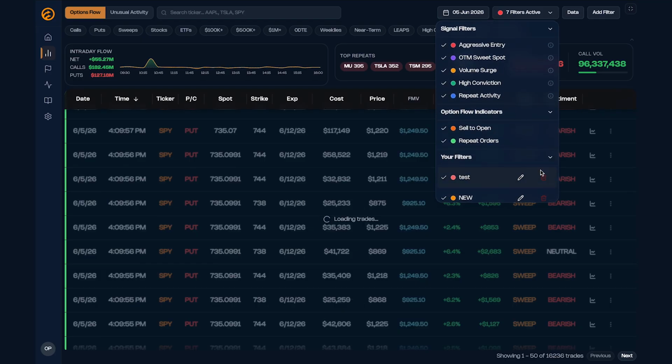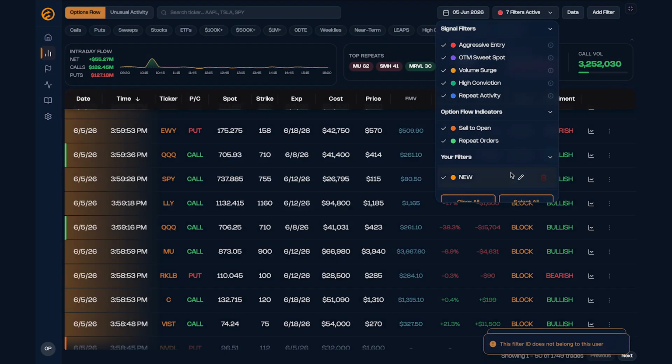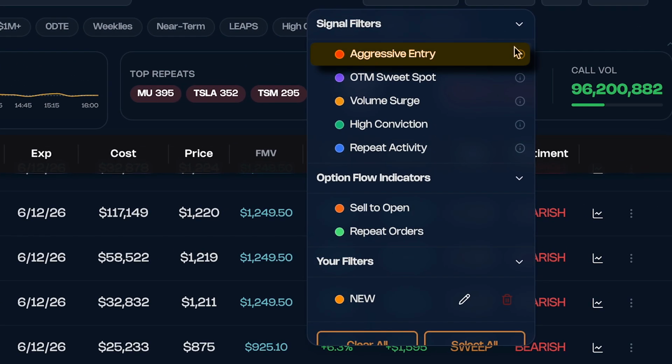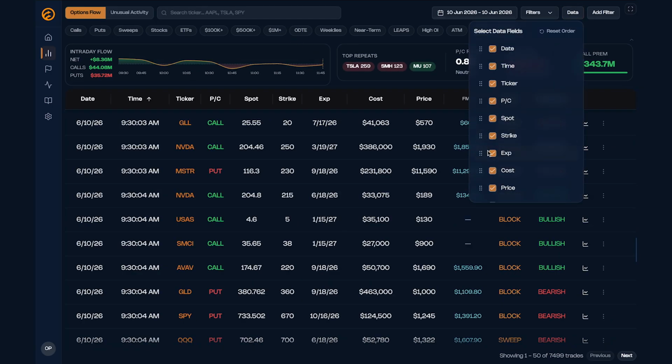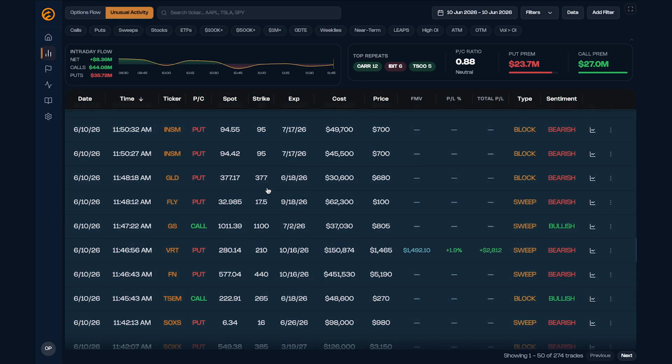If you don't want to build your own filters from scratch, the platform also includes a library of pre-built filters designed to surface popular setups such as aggressive entry, OTM sweet spot, volume surge, high conviction, or repeat activity. The flow feed is completely customizable, allowing you to add, remove, and reorder columns in the order that works best for your analysis.